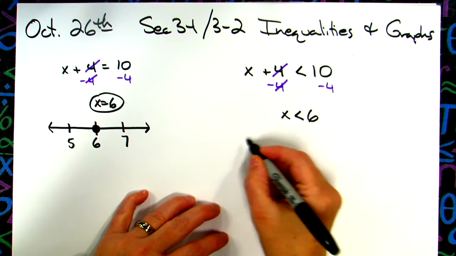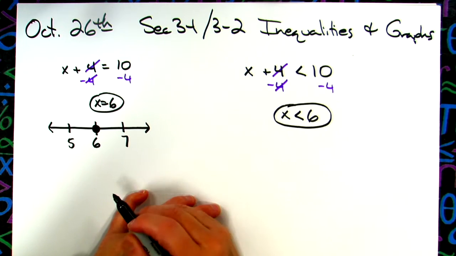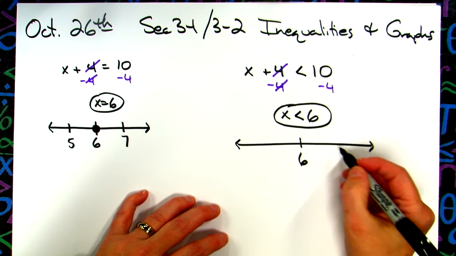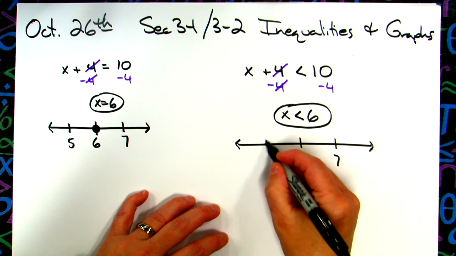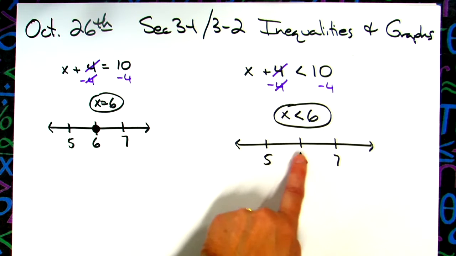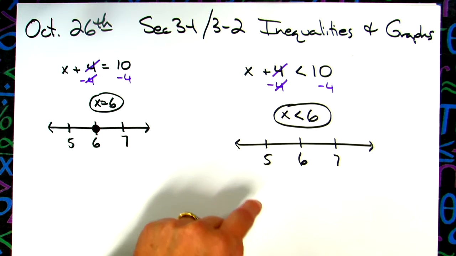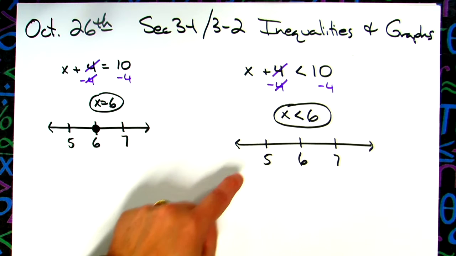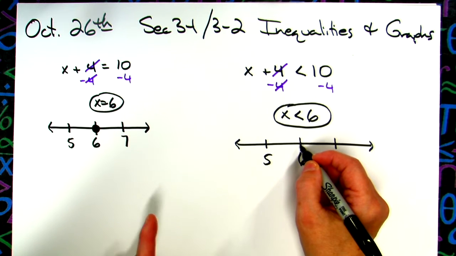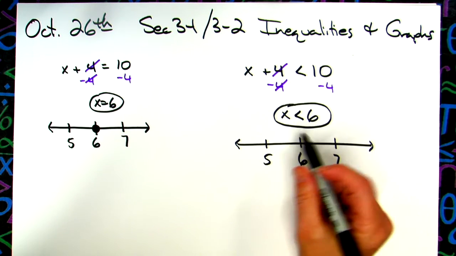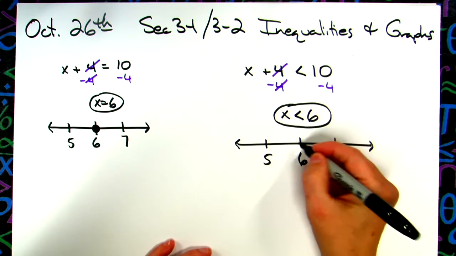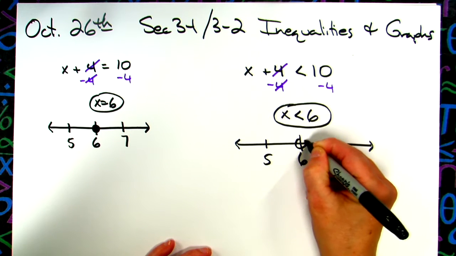So yes, this is our answer, but to really show it and visualize it, we're still going to put 6 in the middle of the number line. We're going to put 7 over here. We're going to put 5 here. All of these numbers that are anything less than 6 makes this true. So I could put in a 2. I could put in a 5. I could put in a negative 3. Now here, my question is, can I put 6 in and make it true? No, because then 6 is not less than 6. Since I cannot include the 6, it gets an open dot.